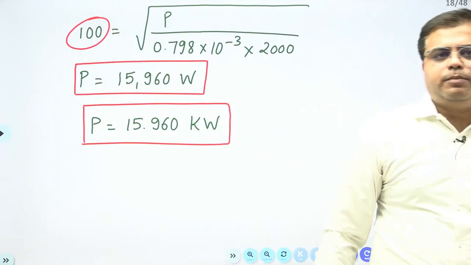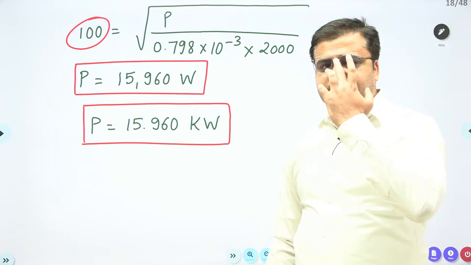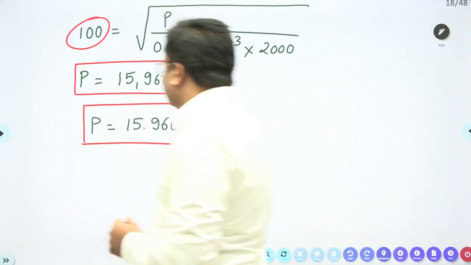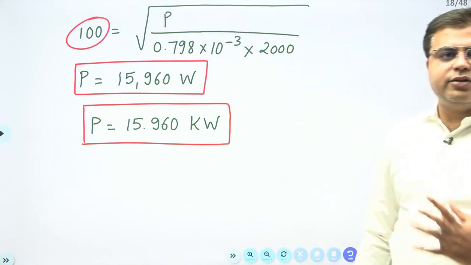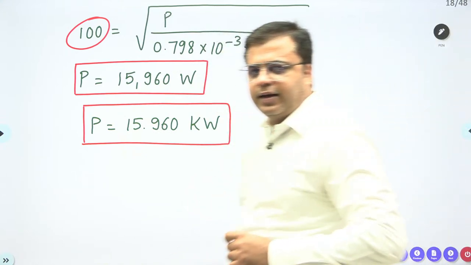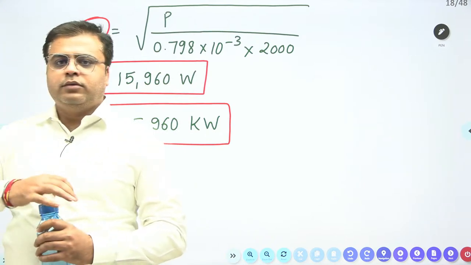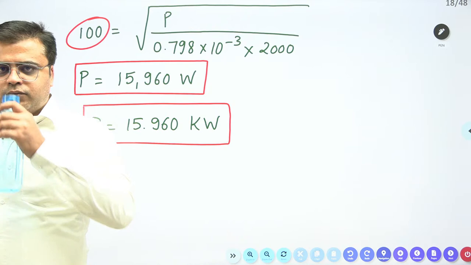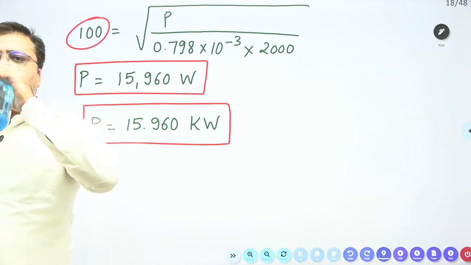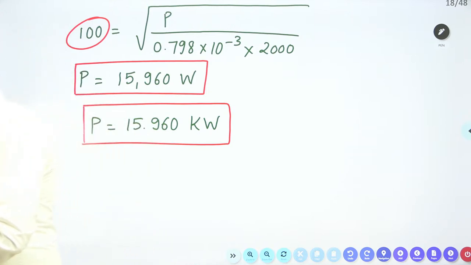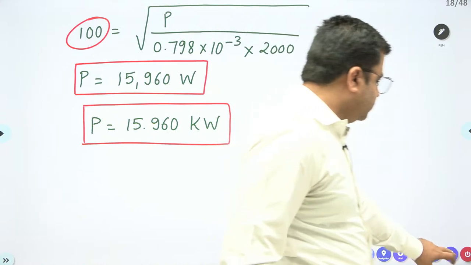Good, Hitesh, good. Prashant, there is some calculation mistake. Check your calculation, Prashant. Okay, chalo. So is this question clear? Is this question clear to everyone? Is this question clear? Okay, moving on with this.